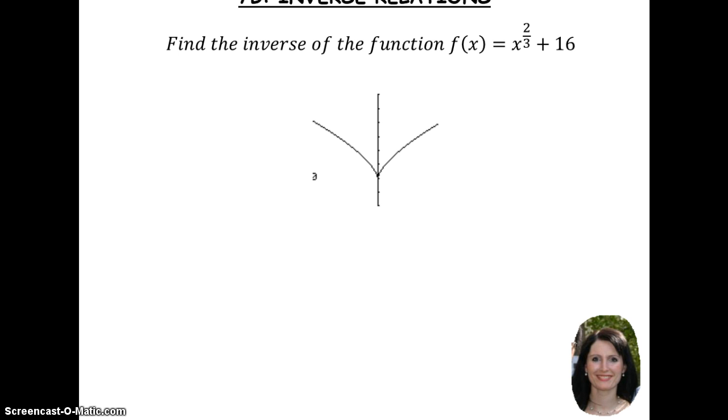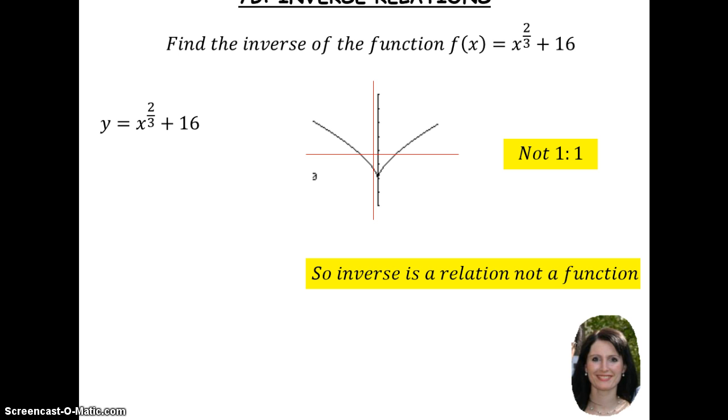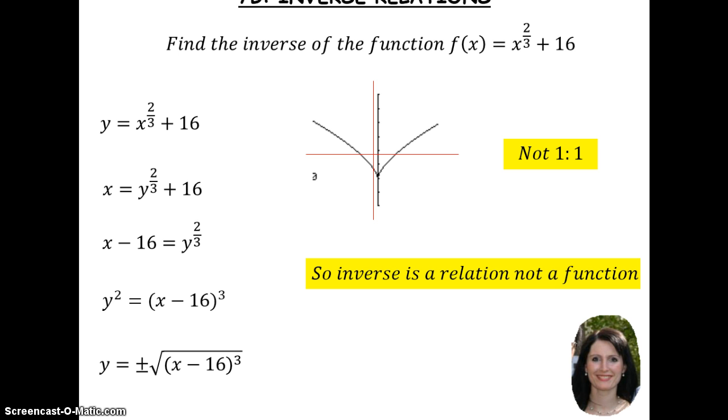Next, we want to find the inverse of f of x equals x to the power of 2/3 plus 16. Once again, here is the graph. And let's just swap around x and y. It's not a one-to-one function, so the inverse will be a relation. Swap around x and y, and we end up with y squared is (x minus 16) cubed, and then we square root that, and remember, of course, the plus or minus sign there. That's what gives us the two parts to the graph. Try it on your calculator with just one part, and you'll see what I mean by the two parts.